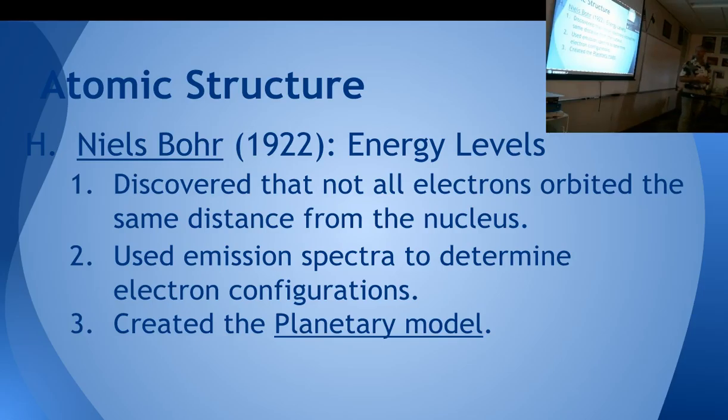And so he used that concept to figure out, well, if these colors of light are being emitted, then that must mean that the electrons are in this arrangement. And he did a lot of work on helping us understand electron configurations. So Niels Bohr in 1922 creates the planetary model where they're all laid out at different distances from the nucleus. And so the model of the atom from him looks like kind of a picture of the solar system.